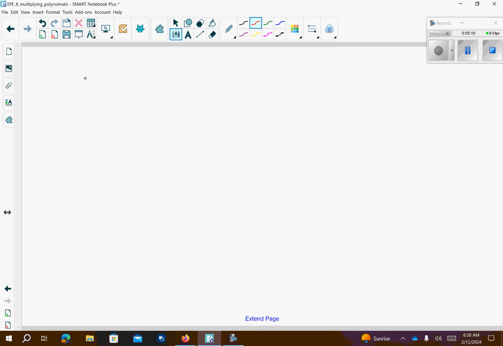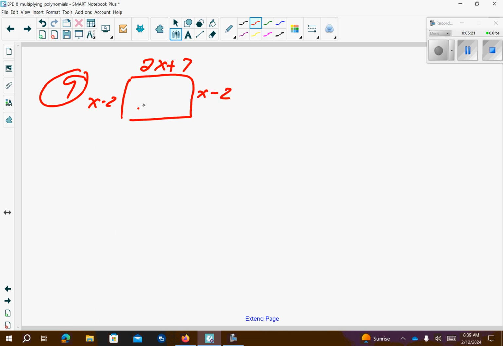All right, problem number 9, we have a rectangle. Let's pretend I could draw a really good rectangle. So if the left side is x minus 2, then the right side is x minus 2. If the top is 2x plus 7, then the bottom is 2x plus 7. So let's add our x's up for our perimeter. So x plus 2x is 3x, plus x is 4x, plus 2x is 6x. And then I have 7 minus 2 is 5, and 7 minus 2 is 5. 5 plus 5 is 10. There's our perimeter.